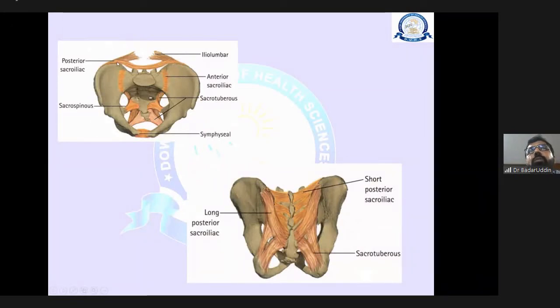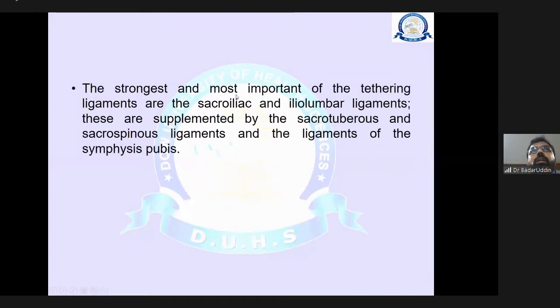The posterior sacroiliac ligaments are the most important and the strongest ligaments in the pelvis. Then anterior, then sacrotuberous and sacrospinous, and symphysis. So these are basically the important ligaments that hold the pelvic bones with each other, and that gives the pelvis the resemblance of a suspension bridge. The strongest and most important of all these ligaments are the sacroiliac and iliolumbar ligaments. These are supplemented by the sacrotuberous and sacrospinous ligaments and the ligaments of the pelvis. So most important are the posterior ligaments.